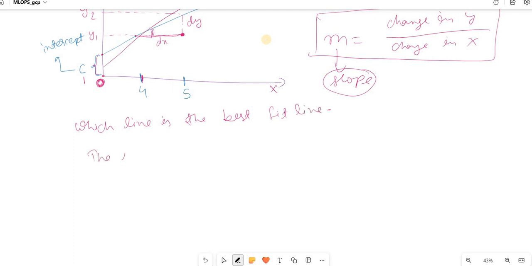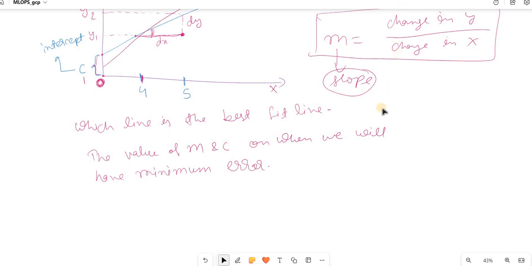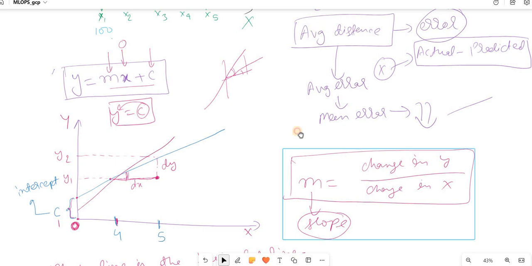So, the line, the value of M and C on which we will have minimum error, means that error which we discussed. This one, mean error, the value.